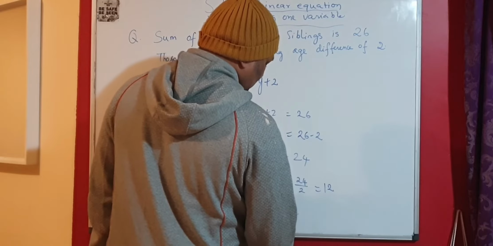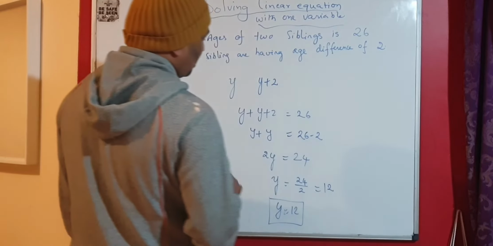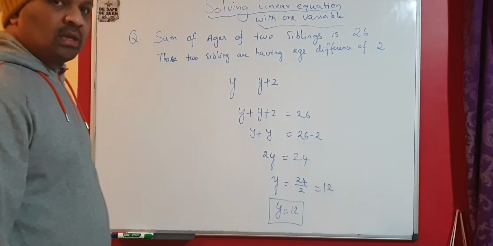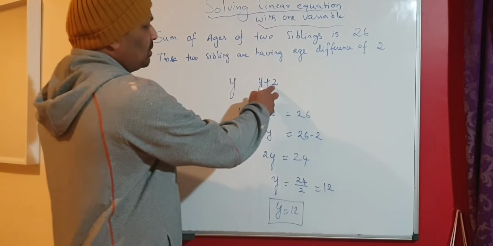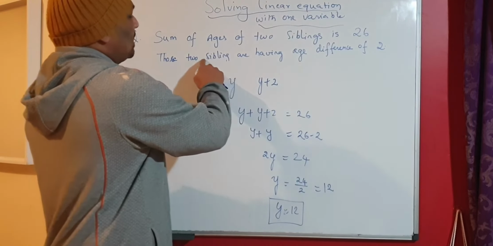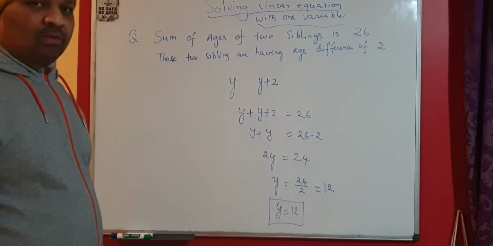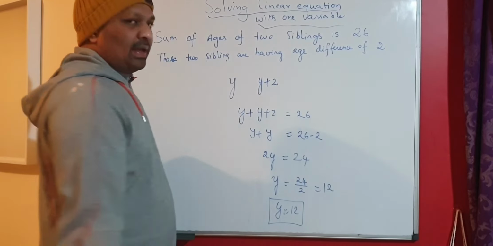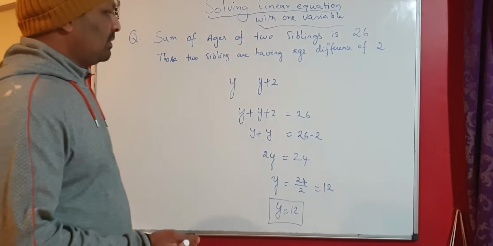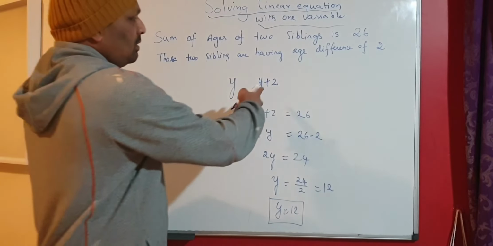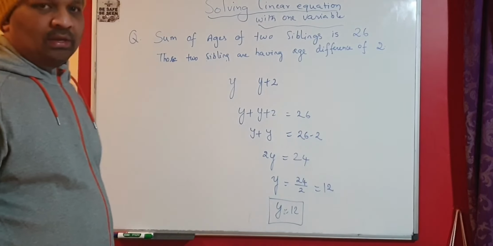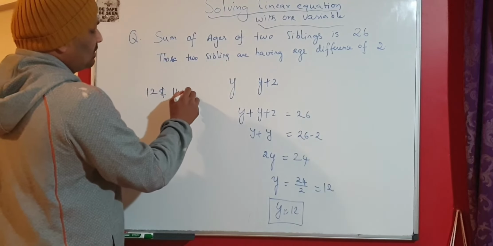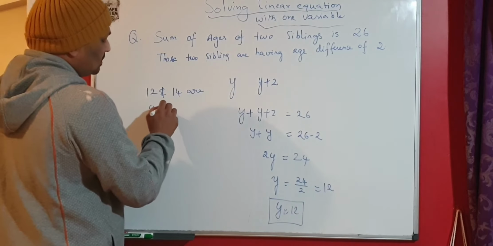So this is not the final answer, but what we got is the age of the younger sibling is 12. So what will be the age of the elder sibling? You have to add 2 to it because the other condition is that the age difference of those two siblings is 2. So if 12 is the age of the younger one, the age of the elder one will be 12 plus 2, which is 14. So 12 and 14 are the ages of those two siblings.